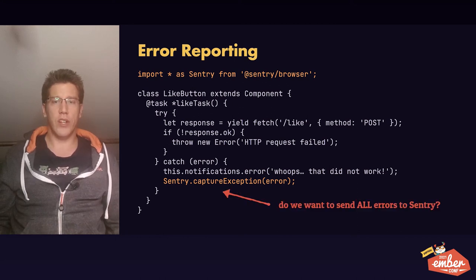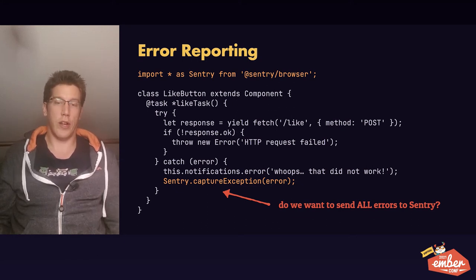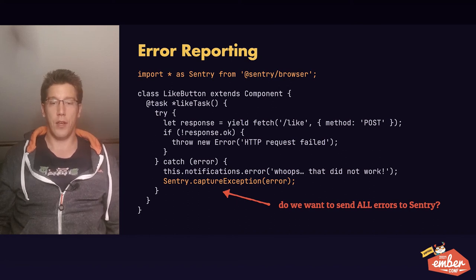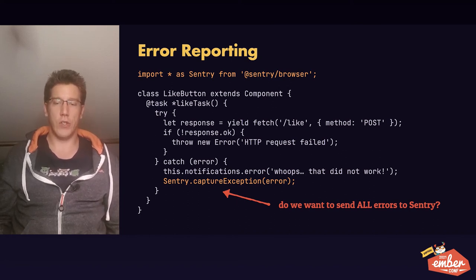But do we really want to send all of our errors to Sentry? This can create a lot of noise. Let's go back to our subway problem. When network errors happen, there is not much we can do about it on the app developer side, aside from showing an error notification, obviously. So we should probably not send these issues to Sentry because we can't do anything to fix these.